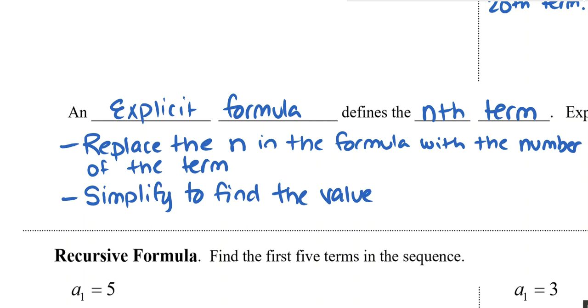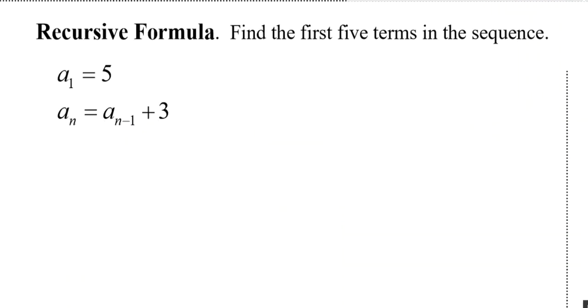So we've talked a little bit about an explicit formula. Let's talk about the differences for a recursive formula. And it says find the first 5 terms in this sequence down here. So there's a number of differences between a recursive formula and an explicit formula. The first one is that there's 2 parts to it. Notice they gave you the first term right away. And you're going to need this to be able to find any of the other terms in the formula.